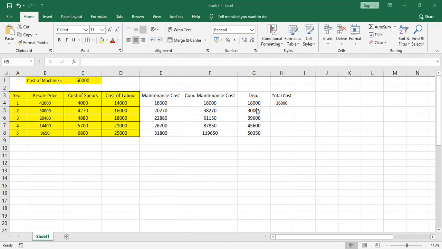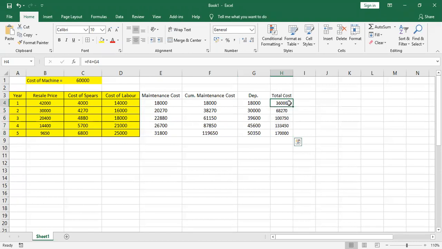30,000 rupees. Depreciation is 30,000 rupees, but the maintenance cost, because we pay maintenance cost in the second year as well as the first year, so maintenance cost is what? 18,000 plus 22,000, that is what? 38,270. So 38,270 plus 30,000 is what? Our total cost. So we calculate total cost, right?